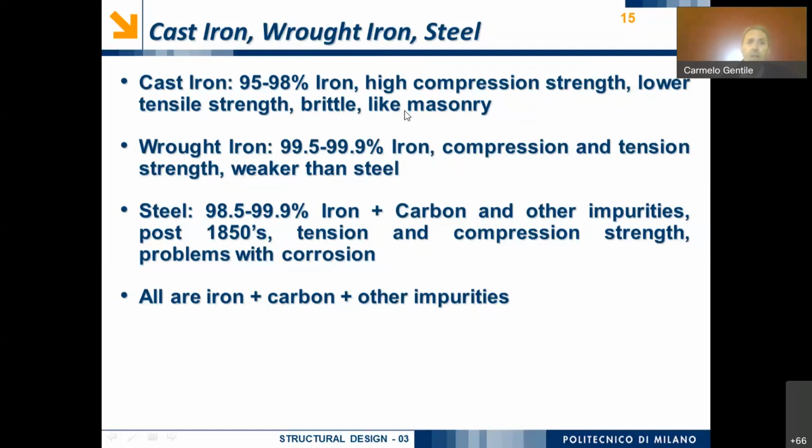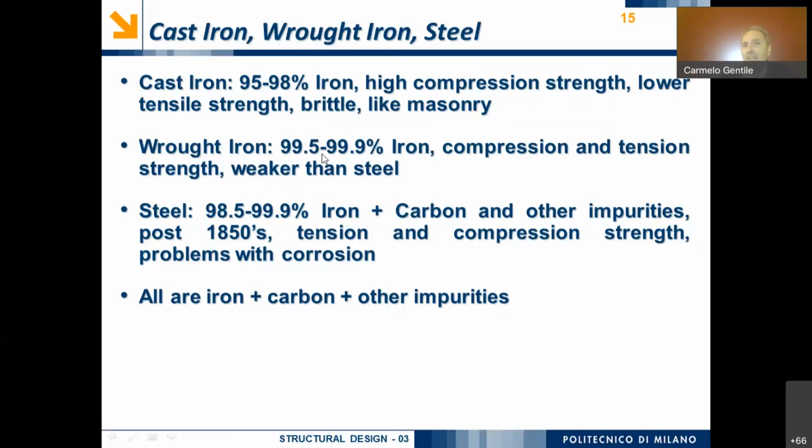It is brittle. It is basically like masonry, but unlike masonry it is characterized by a very high compression strength. The translation of cast iron in Italian, for some Italian students but also for foreign students, is ghisa. Cast iron is ghisa in Italian. Wrought iron is ferro pudellato in Italian.